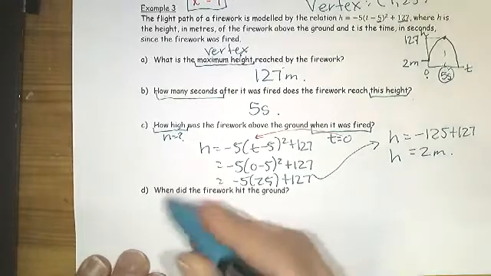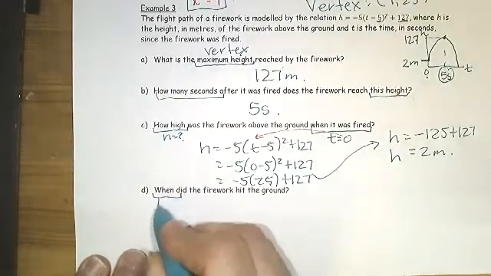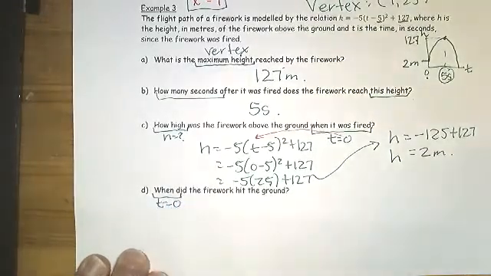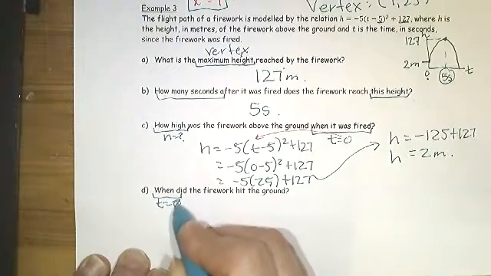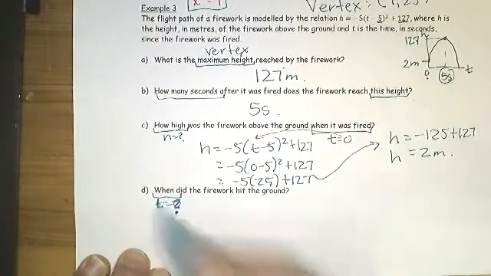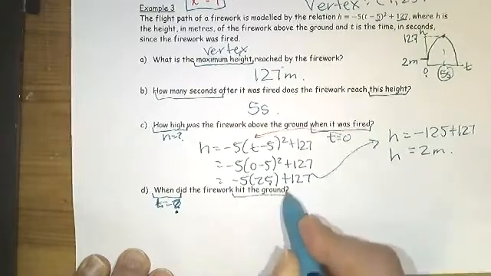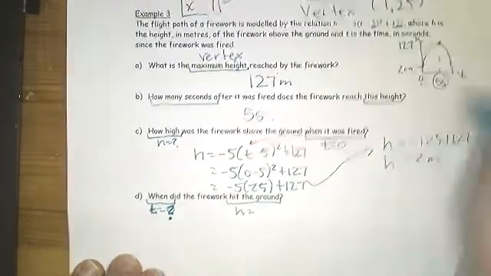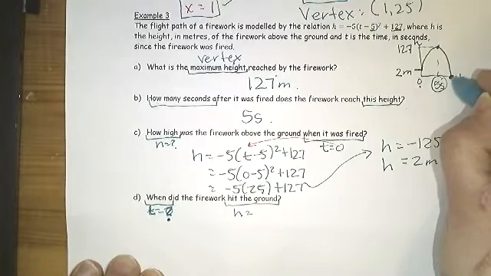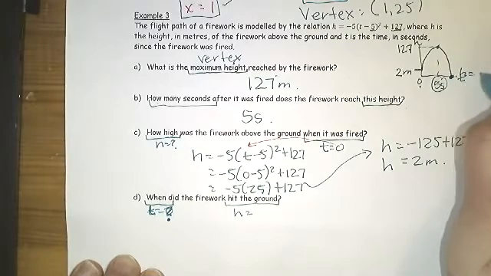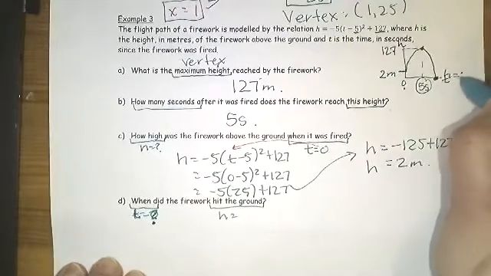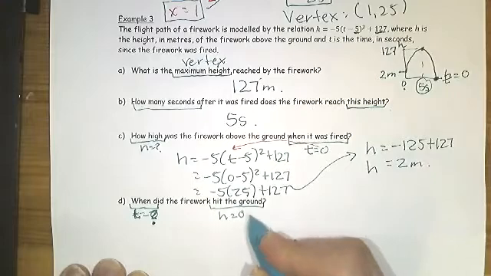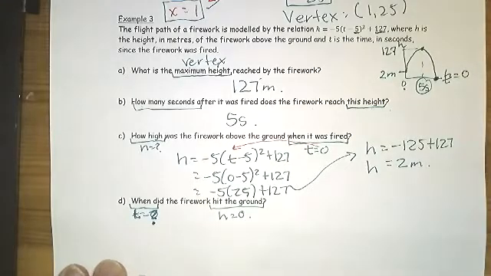When, if we're looking for when, this time we're looking for our time, right? Whoops, sorry, not 0, but time is a question mark here. Hit the ground. That means we need to substitute in a value for h. What is the height here when it hits the ground? We know the height is equal to 0 when it hits the ground.